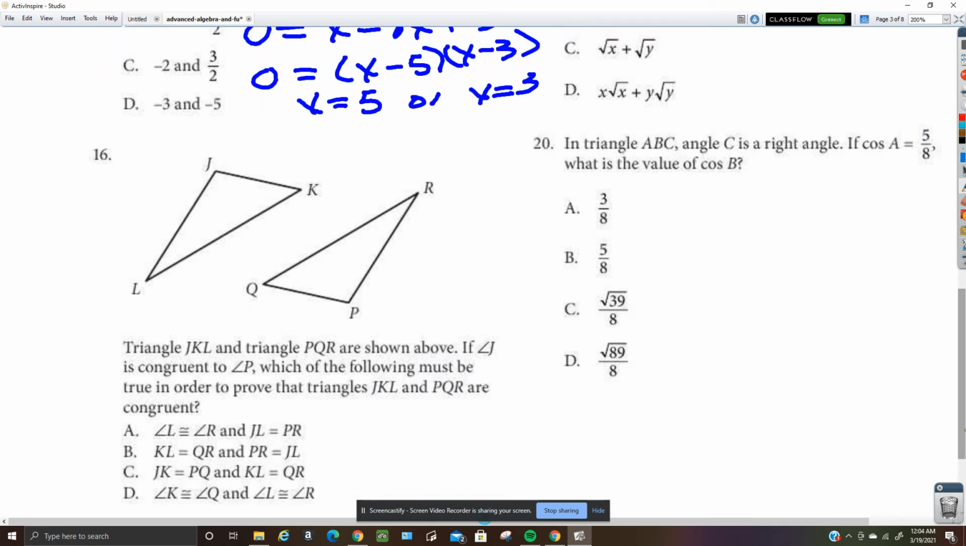And then number 12, it says that in the triangle shown, if J is congruent to P, so go ahead and mark that. Which of the following must be true in order to prove the triangles are congruent to each other? So L is congruent to R, and then JL is equal to JP. JL is equal to PR. So this one's right by angle side angle.